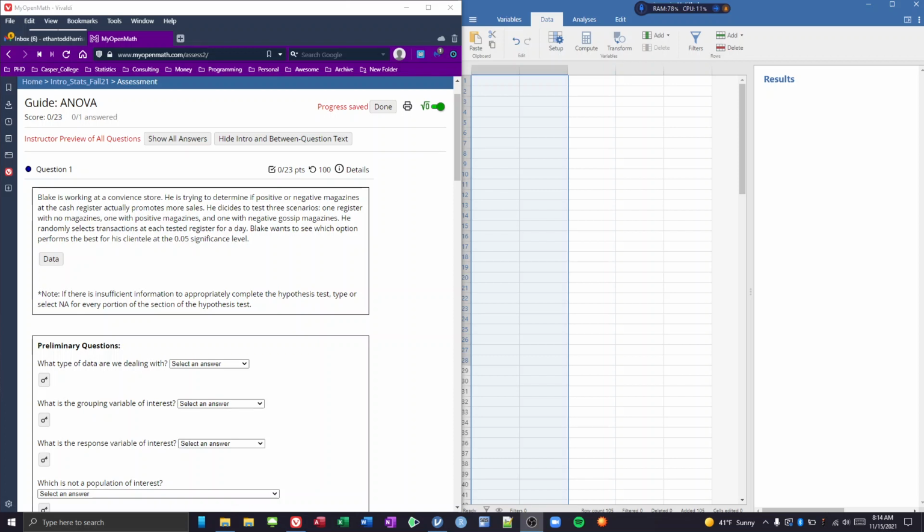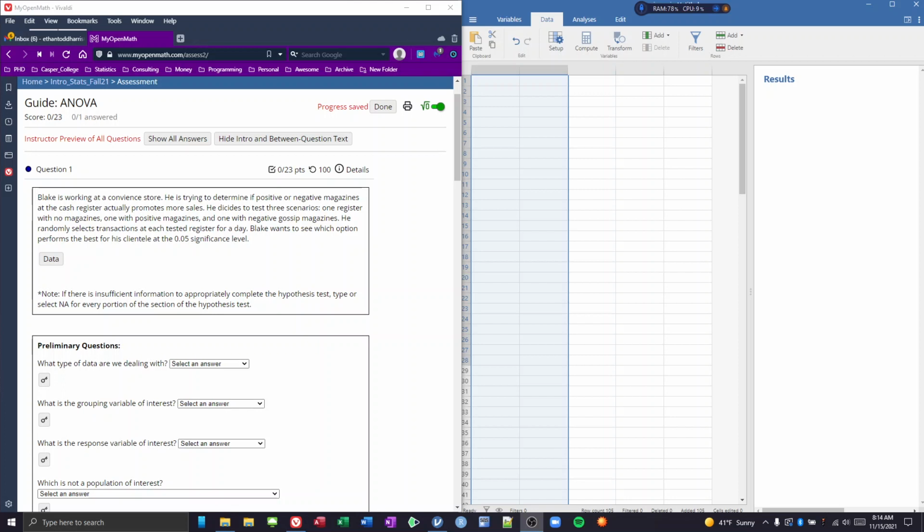Hello everyone. In this video we're going to use Jamovi to help us do a one-way Anova test. So let's look at our scenario. Here it says that Blake is working at a convenience store. He's trying to determine if positive or negative magazines at the cash register actually promote more sales.